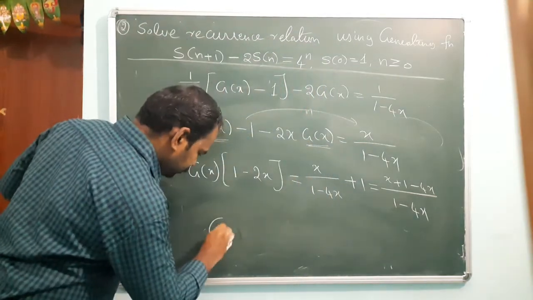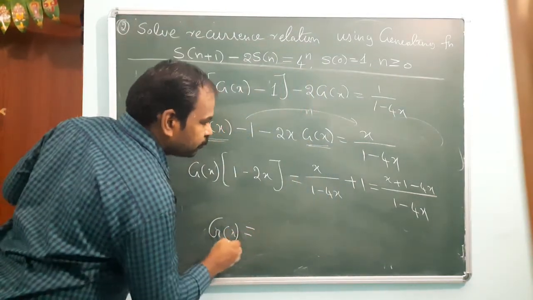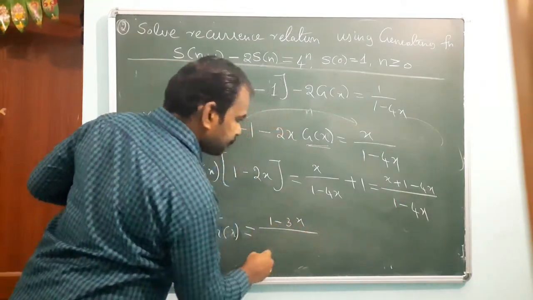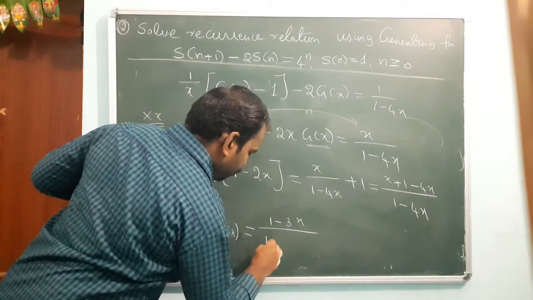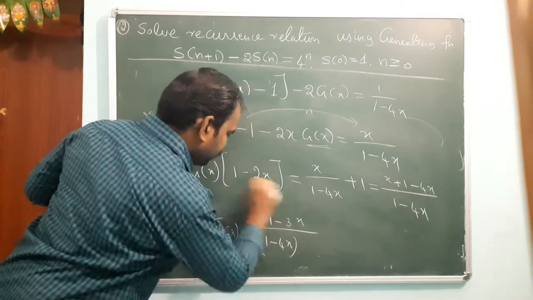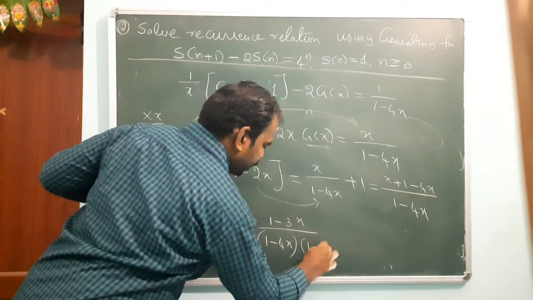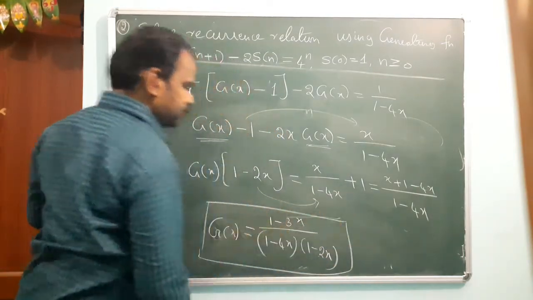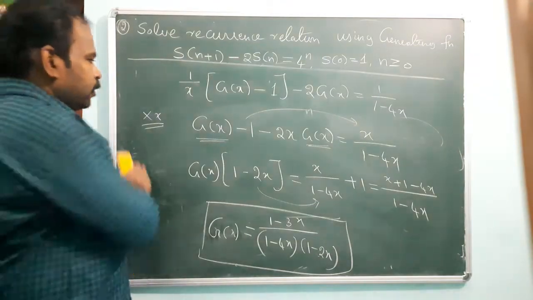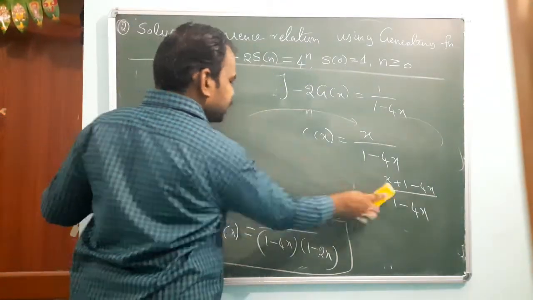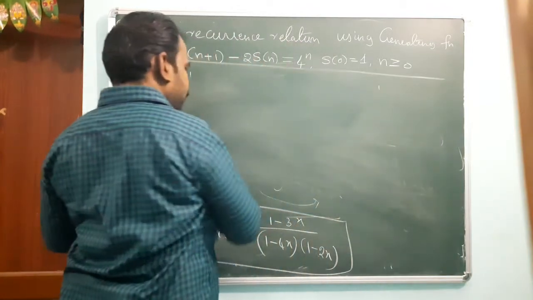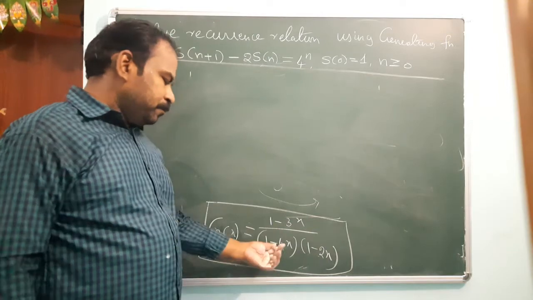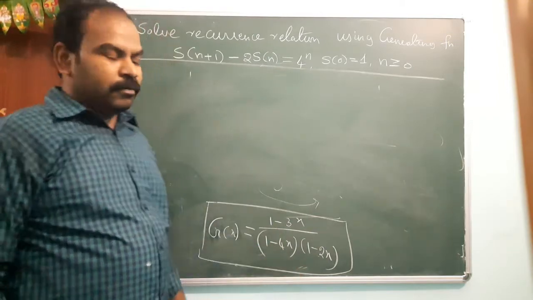So g of x is nothing but 1 minus 3x by 1 minus 4x into 1 minus 2x. This is our g of x. Now, using partial fraction, we separate these two terms.